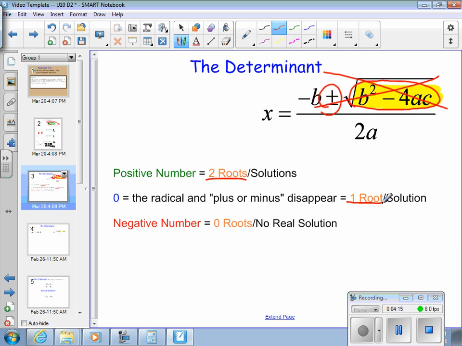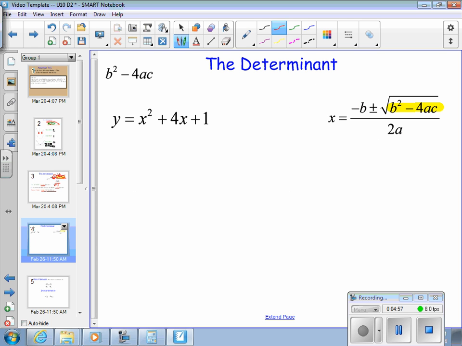And then the other option is that we get a negative number under the radical. Well, gee, square root of -1, or the square root of -10, even the square root of -25. We don't know how to deal with that. Again, we use imaginary numbers to make unsolvable problems solvable, but we refer to this as having 0 roots or no real solution, because we don't know how to deal with the square root of a negative number until we get to imaginary numbers.